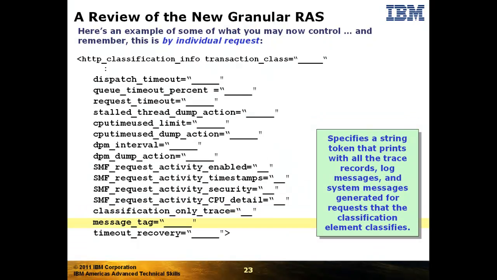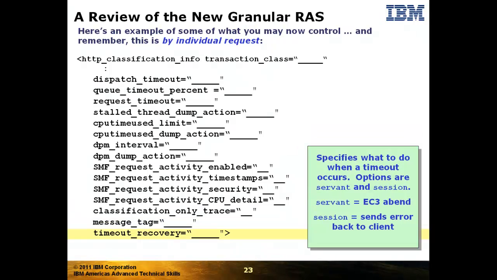You may append a message string of your choosing to all the trace, log, and system messages written for a request. Finally, you may specify what happens when a timeout occurs. Two options are possible: servant and session. Servant results in the familiar EC3 abend. Session sends an error back to the client but leaves the servant up and the request continues to run.